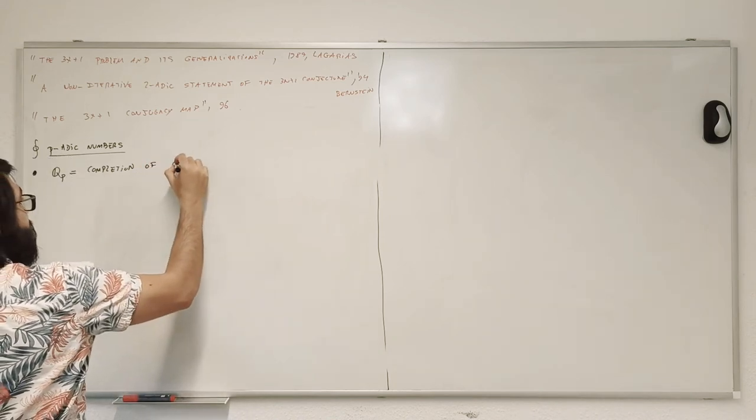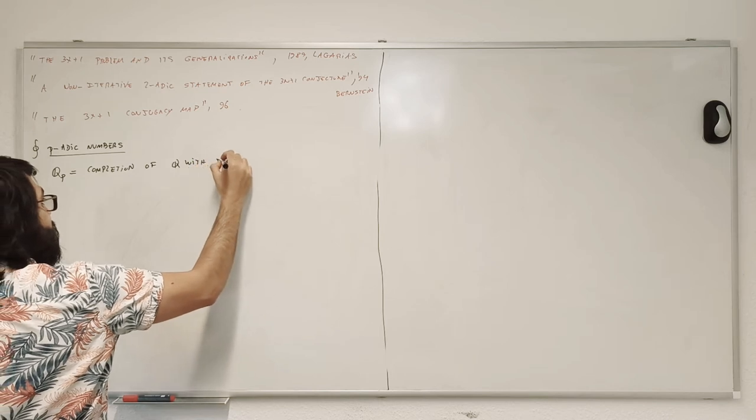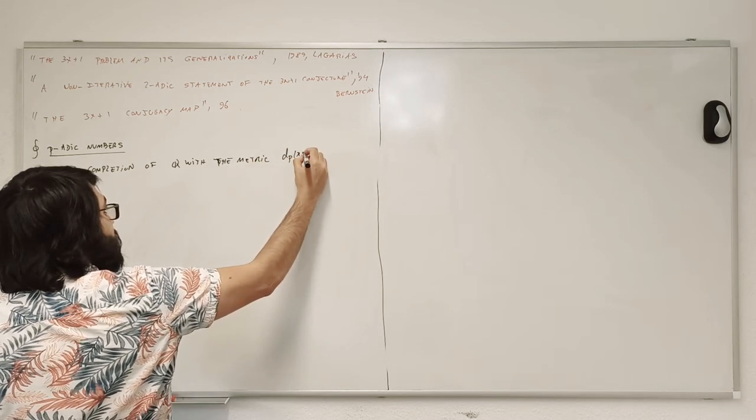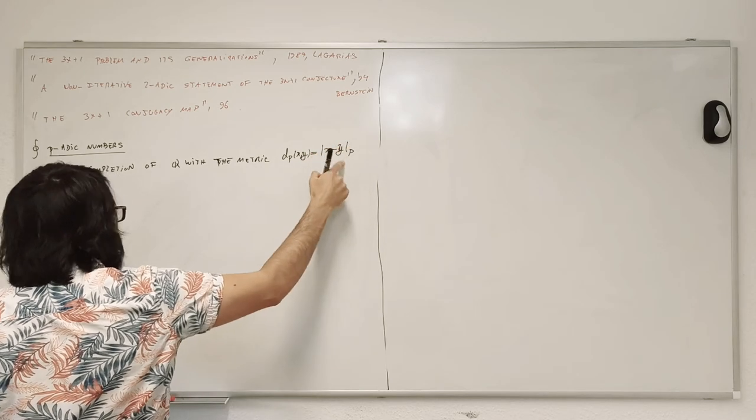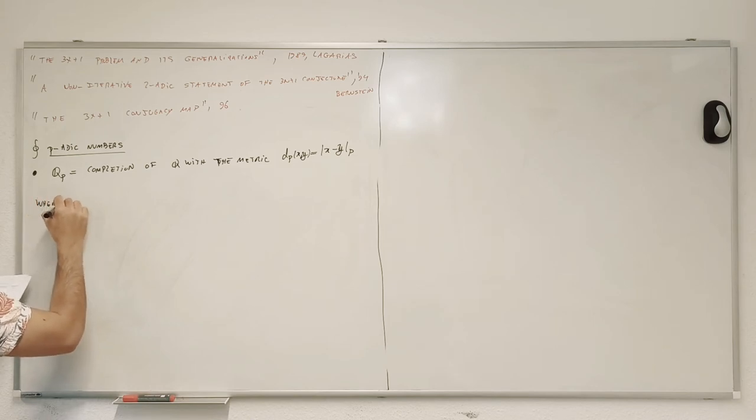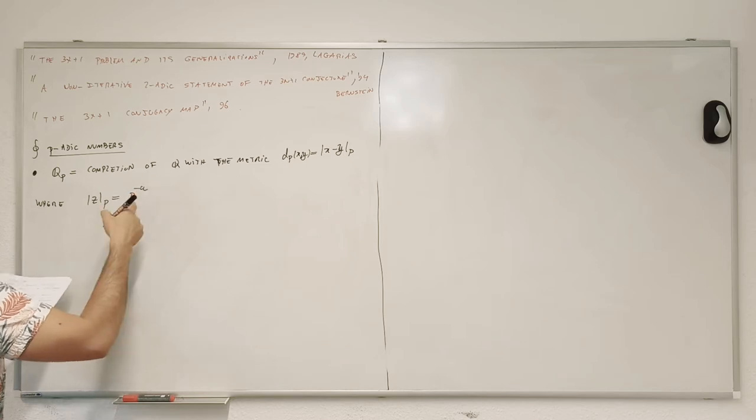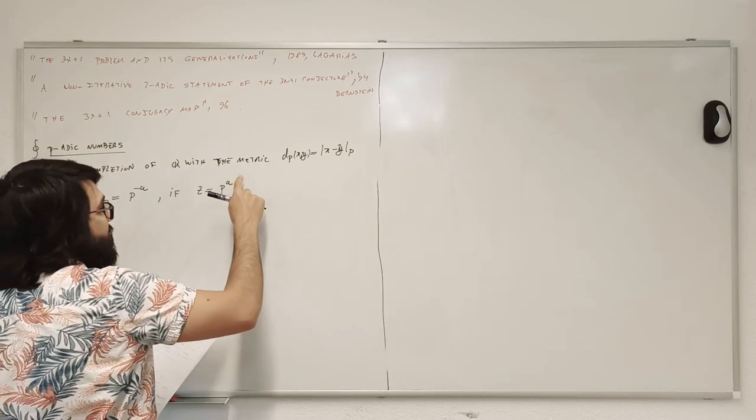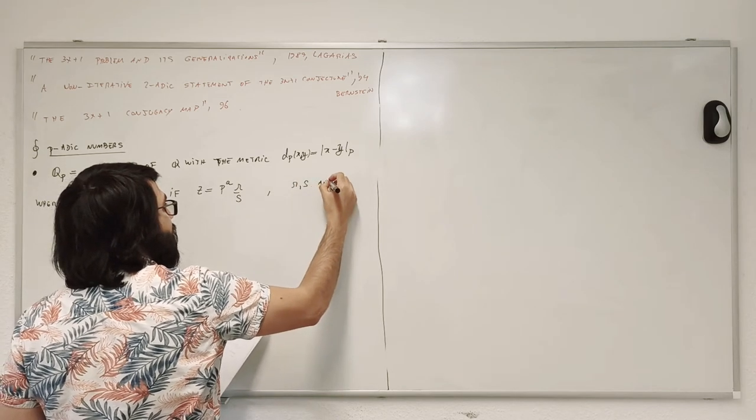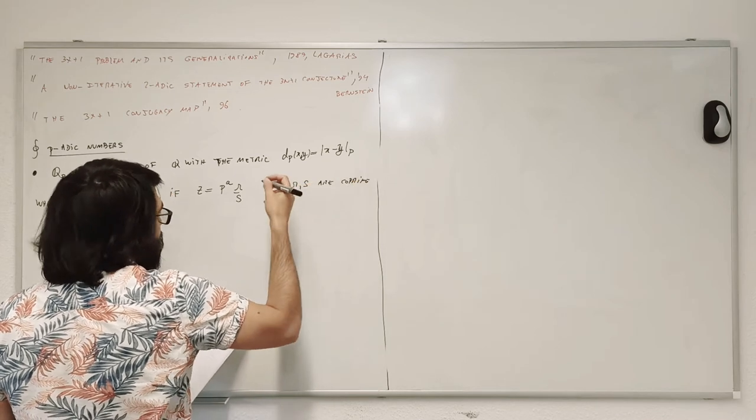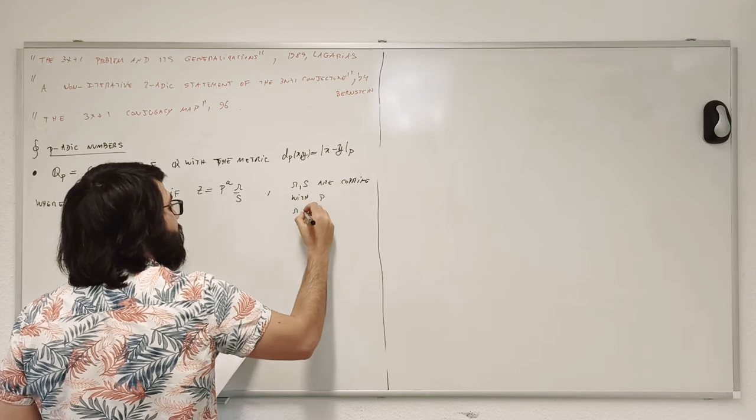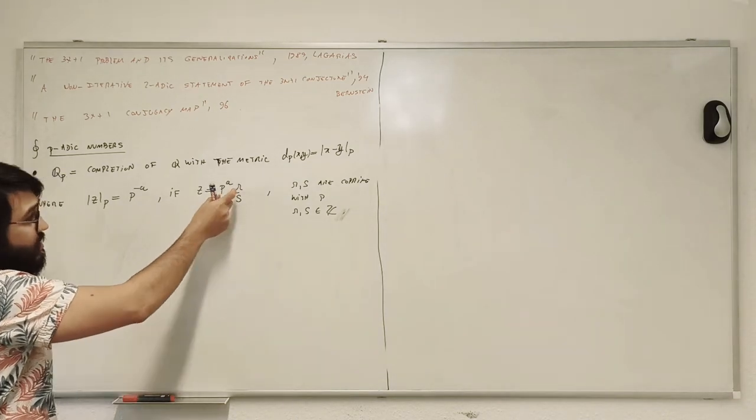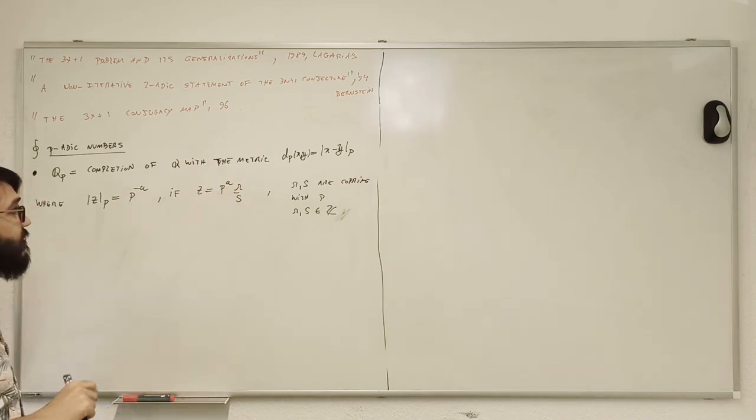So it is the completion of Q with the metric. The distance between two numbers would be the p-adic norm of x minus y, using the p valuation. If you can write z as a power of p times r over s, where r and s are coprime, so they are not divisible by p, integers. Okay, so you take a fraction, take everything that is related with p, put it in a power, and then you take minus that power. Okay.